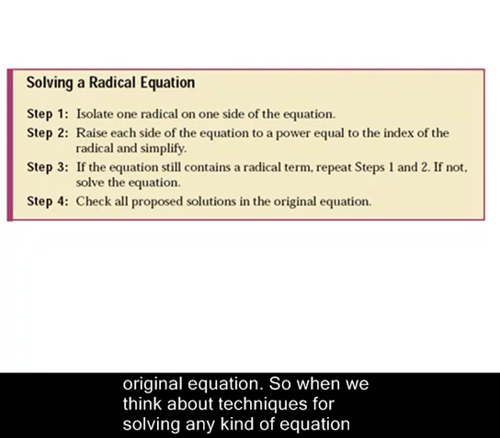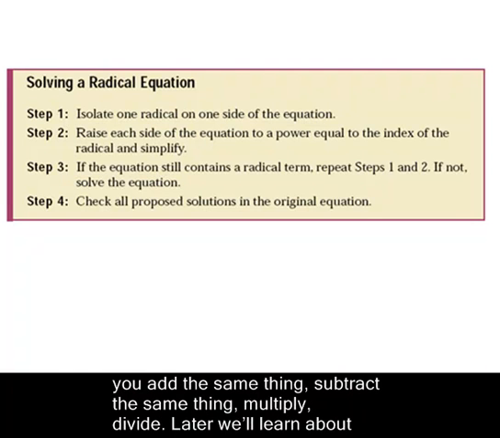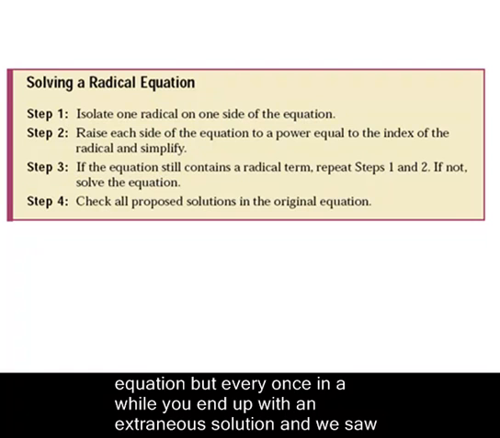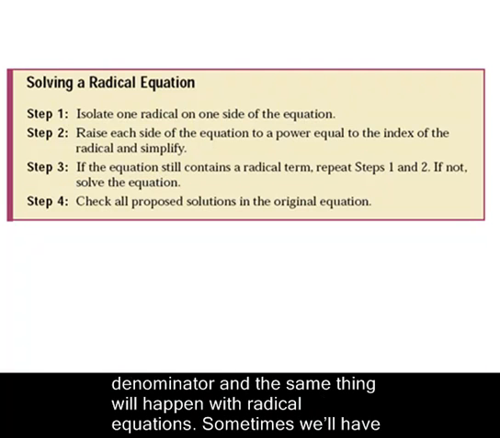When we think about techniques for solving any kind of equation, you always want to do the same thing to both sides of the equation, and it's totally okay if you add the same thing, subtract the same thing, multiply, divide. Later we'll learn about square rooting and things like that. And it's a totally legal move to square both sides of the equation, but every once in a while you end up with an extraneous solution. And we saw this before. We've seen extraneous solutions where we ended up with a 0 in the denominator. And the same thing will happen with radical equations.